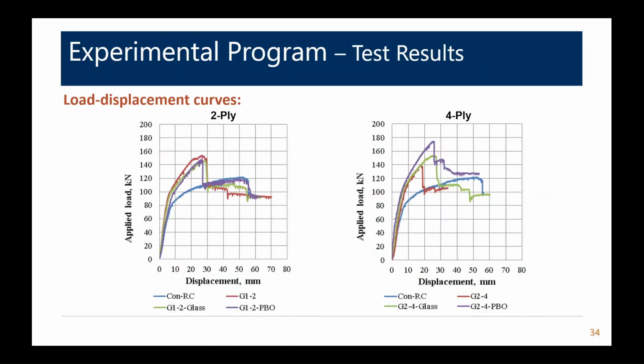And here are the results. On the left, the two-ply system. Remember, the blue is the control specimen in this series. And what we see is, irrespective of the anchoring system that you use, you don't really see much difference when you have a fiber slippage type failure. So anchorage is not really effective in a lower reinforcement scenario.